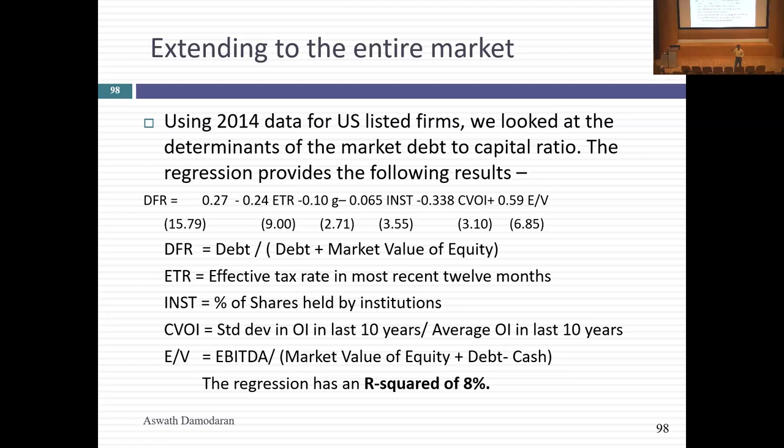So the ETR is the effective tax rate. G is the growth. Again, each of these variables is in there because I think they affect the debt ratio. There are the t-statistics, and you can see that they're all statistically significant. But I'll give away the bad news. The R-squared was 8%. Am I disappointed? Again, it's not a question of disappointment. It is what it is. Across all US companies, there's a lot of stuff that's happening on debt ratios that I cannot explain.